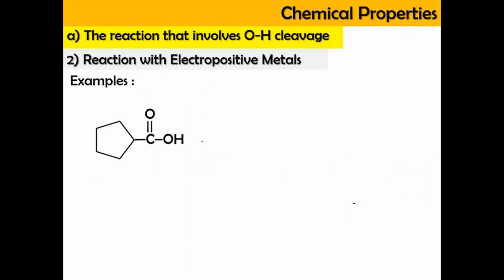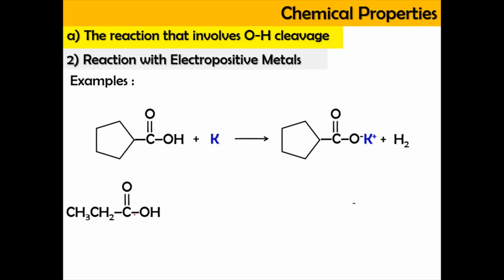So for example here, let's say we have the cyclopentane carboxylic acid reacting with a potassium metal, which is in group 1. What we're going to produce is a carboxylate ion with the metal attached to it. And the byproduct here is going to be hydrogen gas. Next, we have a propanoic acid. So when we react it with magnesium, which comes from group 2 of the periodic table, what we're going to get is a carboxylate ion as well as the magnesium 2 plus.